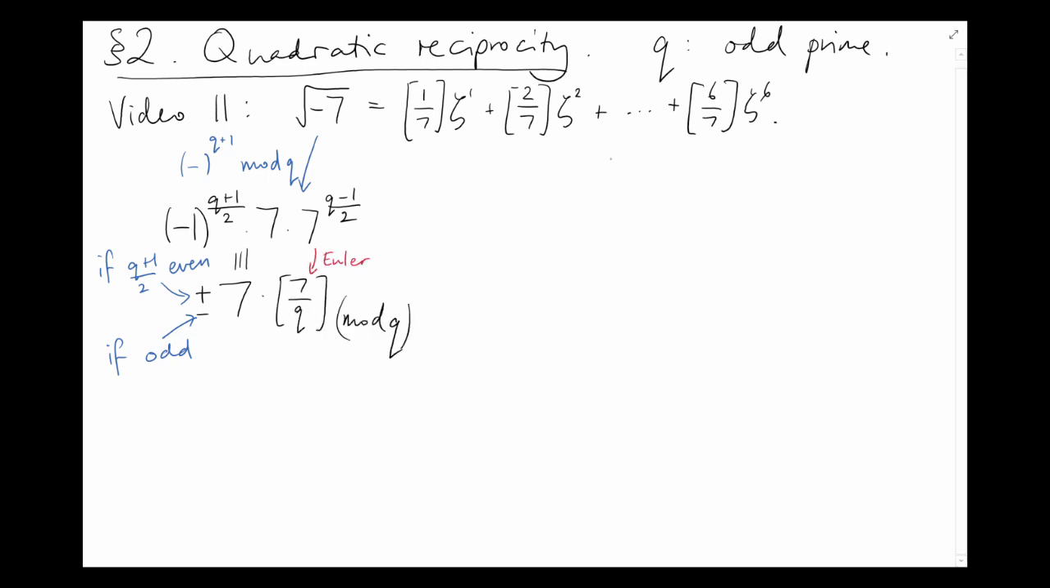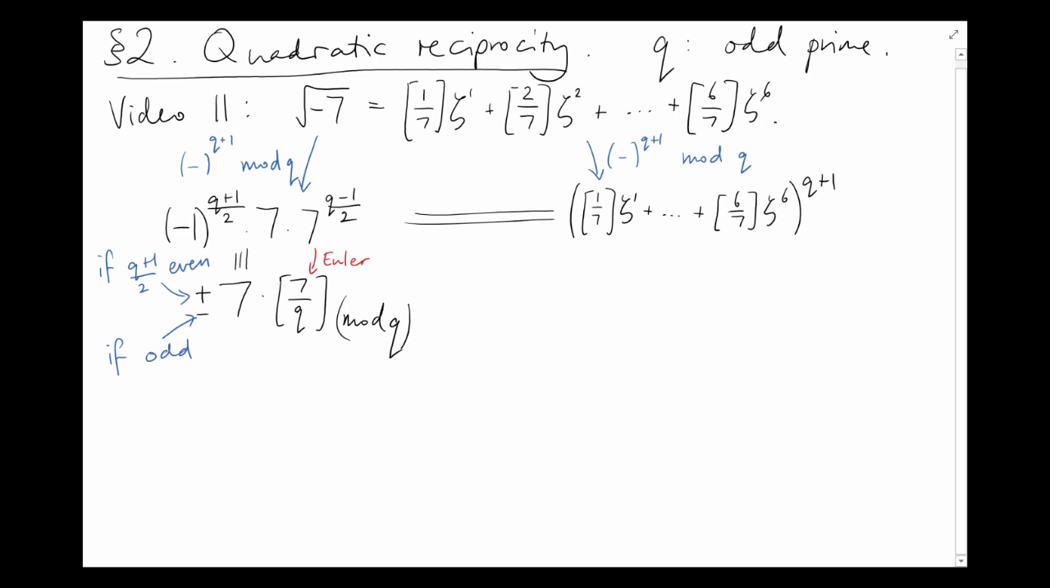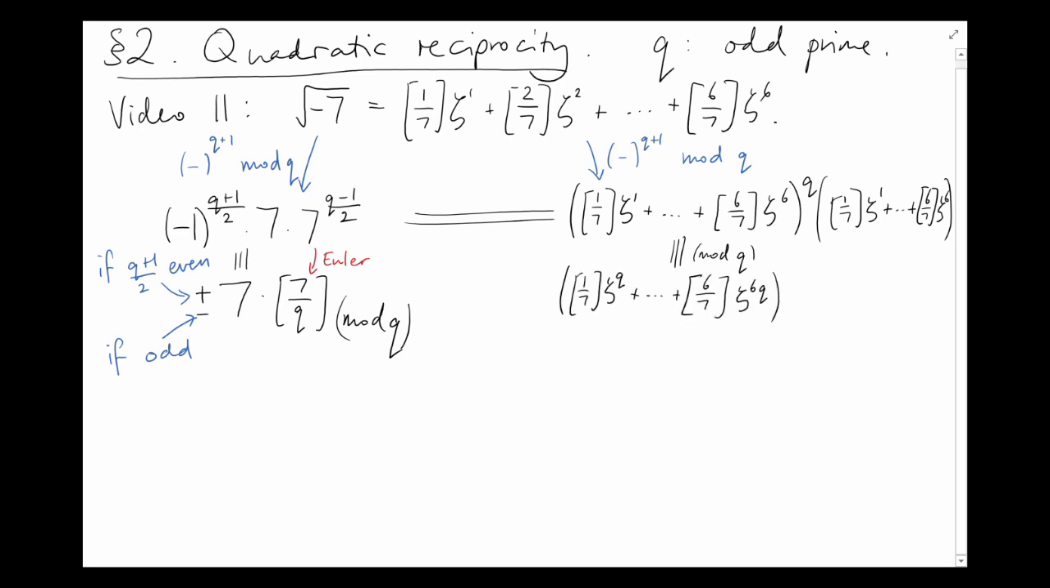Okay, let's raise the right-hand side to the power q plus 1. Well, we can immediately write it as this element to the power q times one more copy of the same element. And now mod q, we can apply the special form of the binomial theorem we saw in video 10 to this first factor to bring that power of q inside the bracket. And let's just bring down the second factor unchanged.